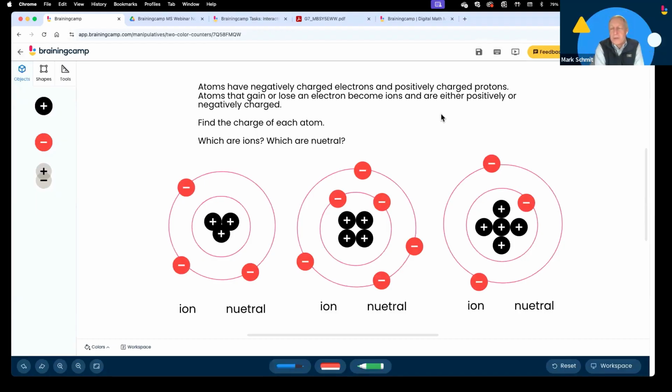But here's one with some context, right? Atoms have negatively charged electrons, positively charged protons, and I won't read it to you, but you can read it. So now here we get an opportunity to bring in some science, and now kids can determine what the charge is of these atoms. Again, kind of using that thinking of, okay, well, what's the magnitude? How many negative charges do we have? How many positive charges do I have? And then they can make that selection.